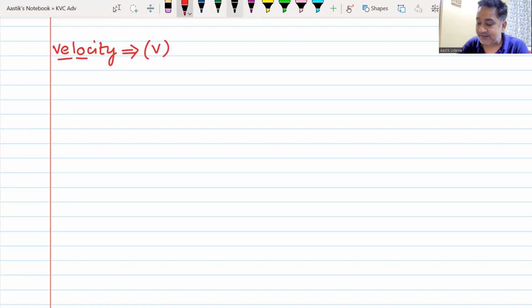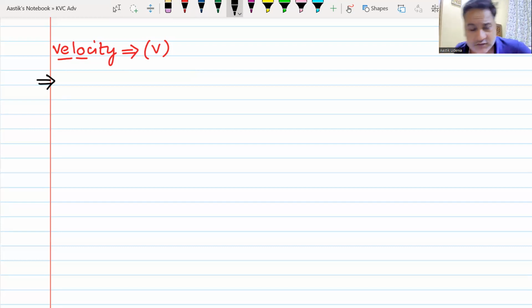Now what are the things that we must remember about velocity? If I say the word velocity, what does it remind you of? What do you think is velocity? Rate of change of displacement. Okay, that looks like a good definition of velocity, but I must correct it somewhat.